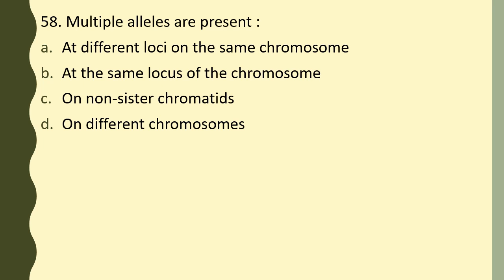Question number 58. Multiple alleles are present. Option A, at different loci on same chromosome, option B, same locus of the chromosome, option C, non-sister chromatids on different chromosomes. Correct answer is option B, at the same locus of chromosomes.